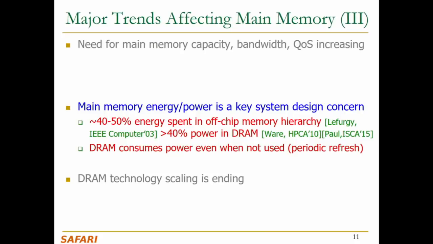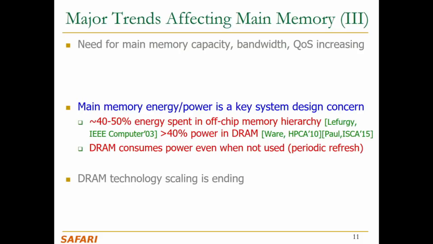OK, the second major trend, energy is a key system design concern, and memory consumes a lot of the energy. This is a paper from IBM in 2003 where they showed that in their big iron servers, 40 to 50% of the entire system energy is spent on the off-chip memory hierarchy. And fast forward to today, there are reports from IBM again in Power8, more than 40% of the power is spent just solely in DRAM. That's true for GPUs also. That other paper from ISCA 2015 is from GPUs, and our results actually show that also.